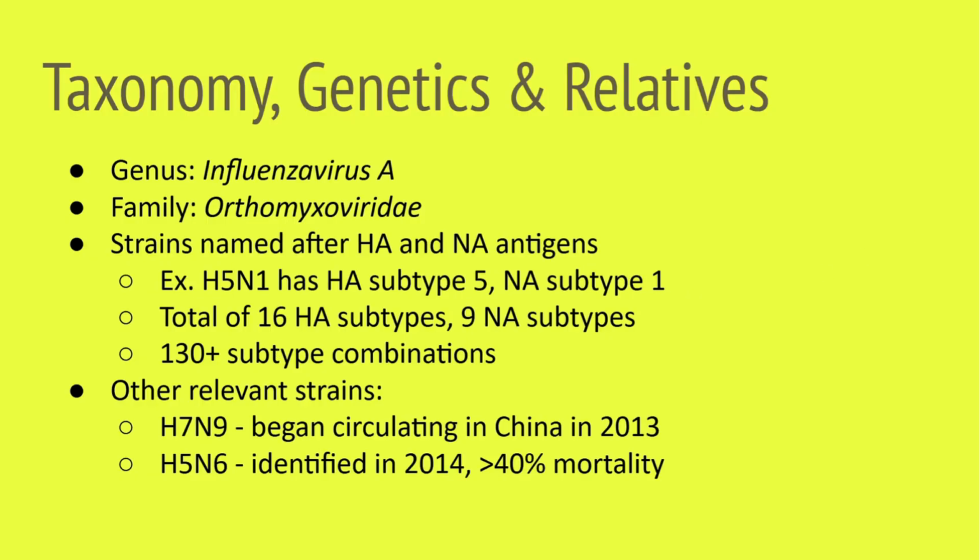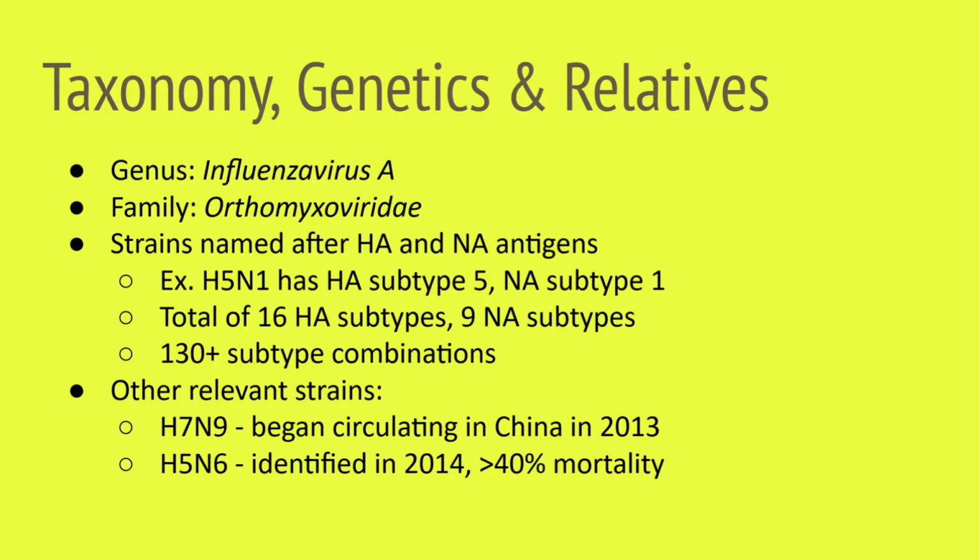Here are some fun facts about the virus. Its genus is influenza virus A, and its family is Orthomyxoviridae. Individual strains are named after their hemagglutinin and neuraminidase antigens. For example, H5N1 has the hemagglutinin subtype 5 and the neuraminidase subtype 1.